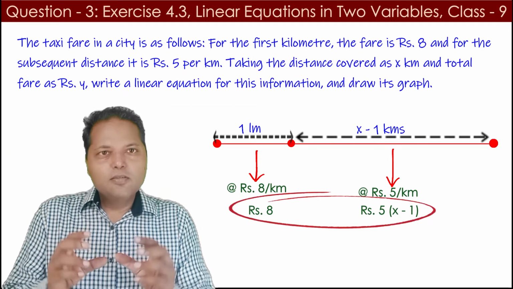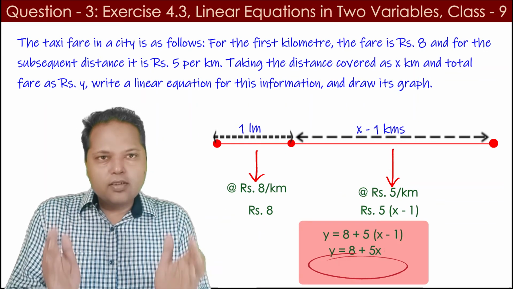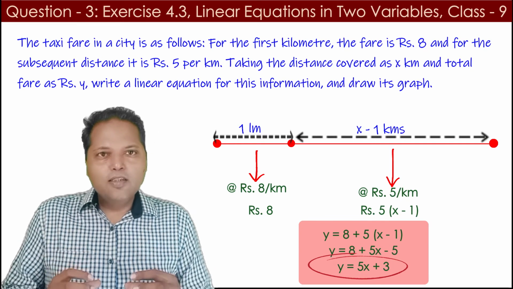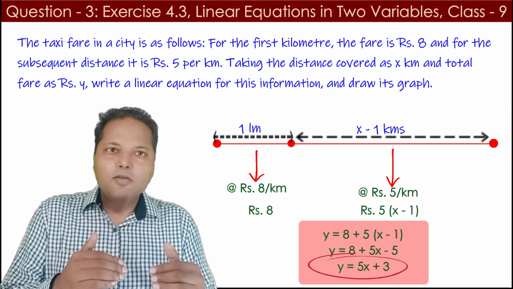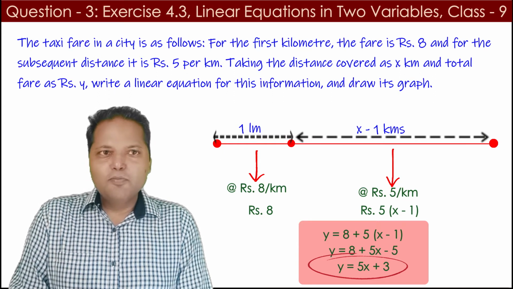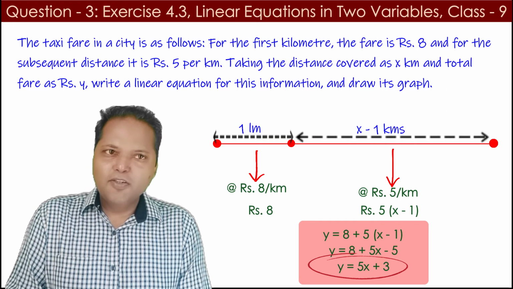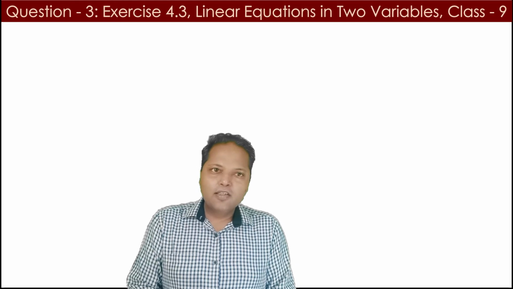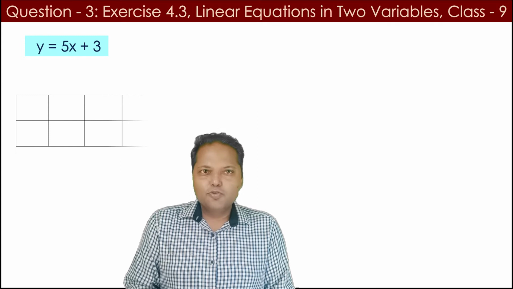And since this is the total fare, that means y is equal to this entire equation, right? So the linear equation which is coming here is y is equal to 8 plus 5 multiplied by x minus 1. Now let's just simplify this expression and we'll put it in the standard form of the linear equations in two variables. Now as a next step, we also need to draw a linear graph as an expression of this particular equation. So we'll do it.